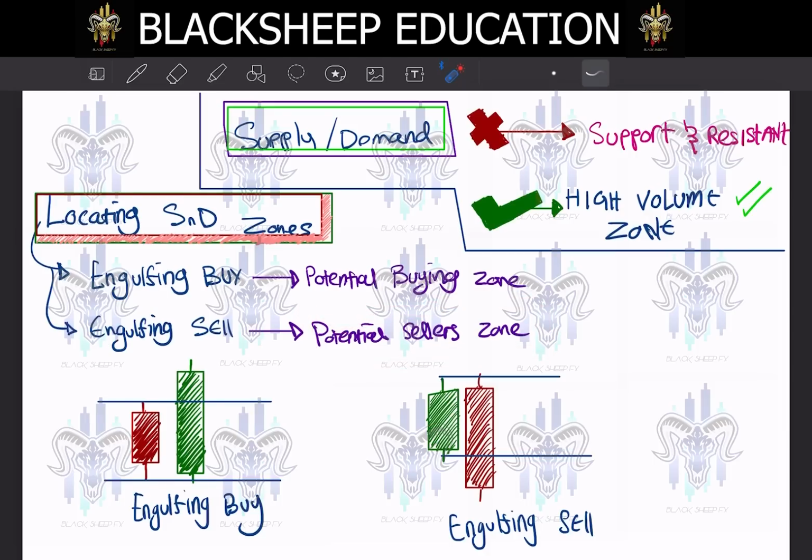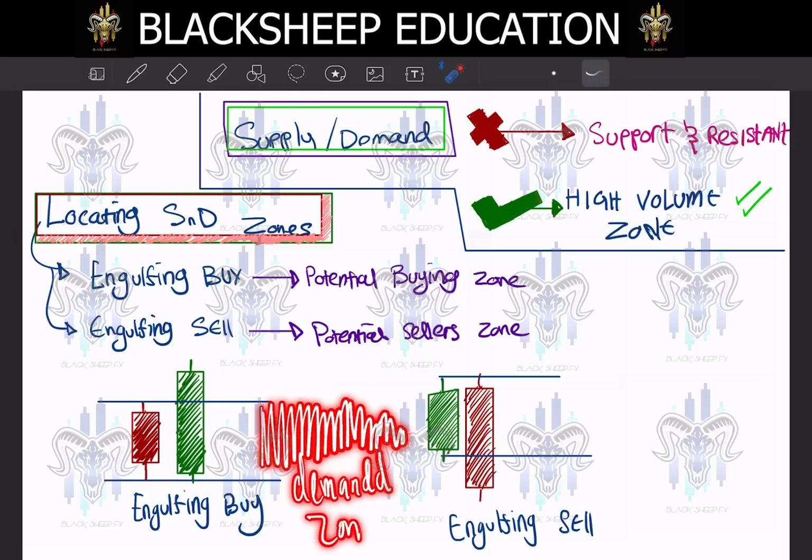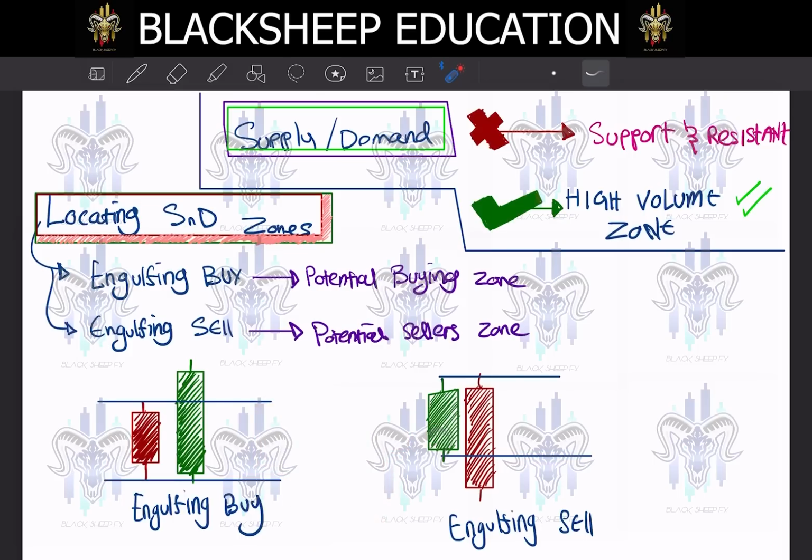So from here, we will be creating a zone called engulfing buy or engulfing sell. So an engulfing buy zone is a zone whereby potentially buyers exist. I'm not saying you can buy, but potentially there will be buyers in this zone. So this zone can become a demand zone. Another thing for engulfing sell, on the other hand, engulfing sell, as the name indicates, is a potential zone for sellers to exist.